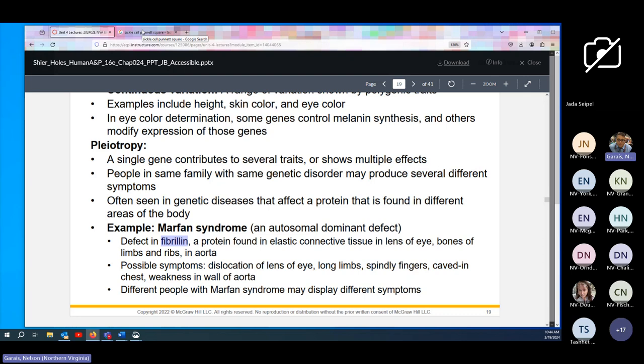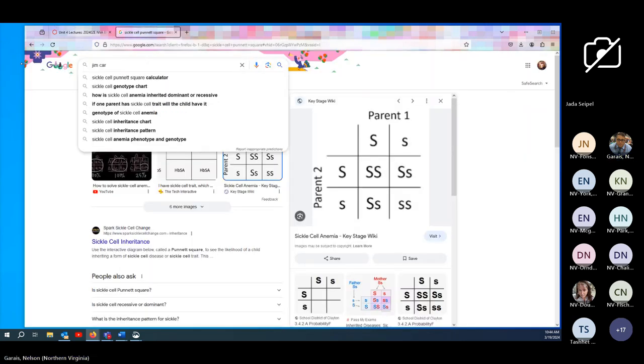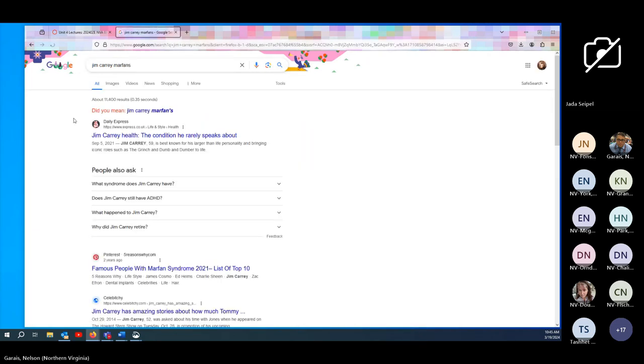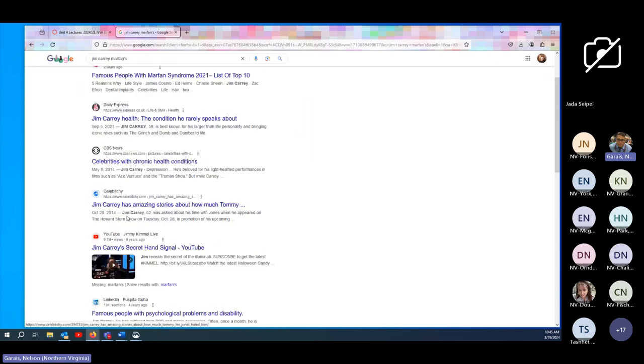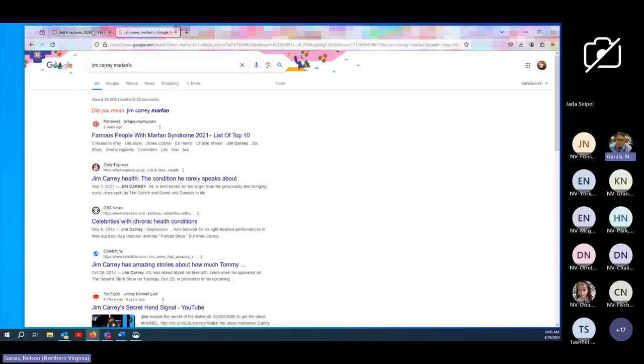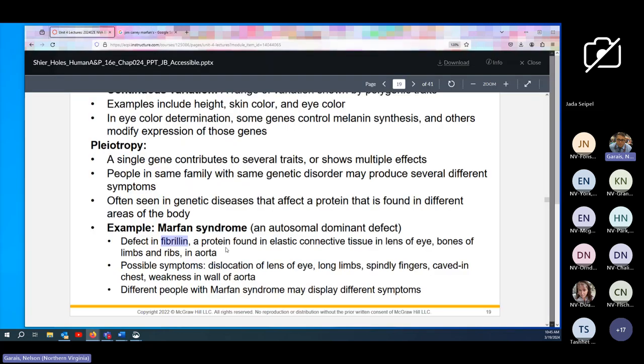So let me even ask. Let's ask the almighty Google. Yeah, he has Marfan's. Knew it. Because when you look at someone who has Marfan's, they're tall, they're skinny, and it's usually the kid in class who's double and triple jointed. They bend their wrist back to touch their elbow, weird stuff like that. Because they don't have a lot of fibrillin, their connective tissue is kind of loose. And that is an example of pleiotropy.